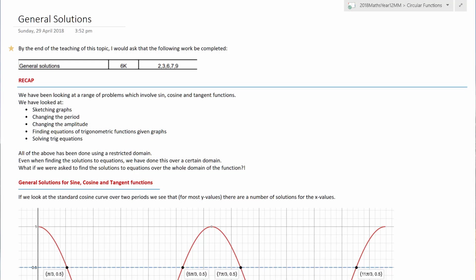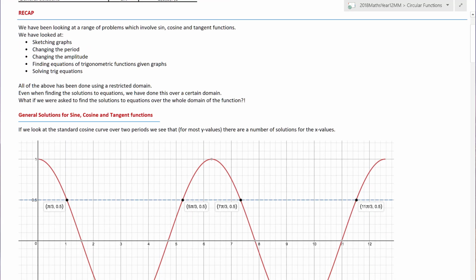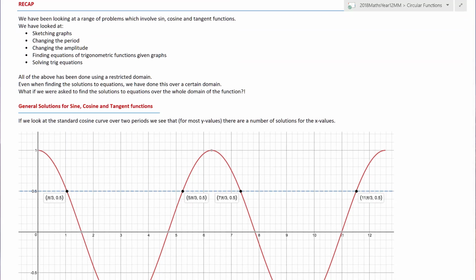Hi, welcome to today's little sojourn, or little wander, through general solutions of trigonometric equations. That's very much what it is: general solutions of trig equations. Now, we've obviously been looking at a range of problems which involve sine, cosine, and tangent functions, and maybe not so much the tangent functions. We've looked at tan, but primarily sine and cosine.